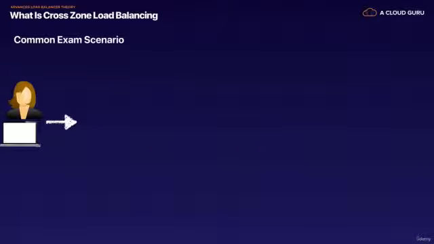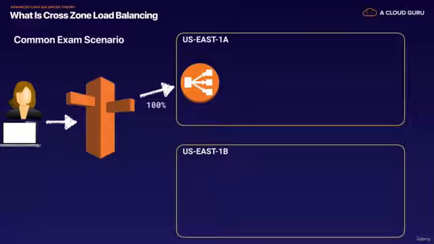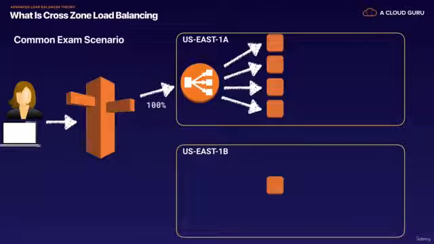So a common exam scenario will be, you've got a user, they're using Route 53, 100% of the traffic's being sent to a load balancer in US East 1A, and that load balancer is sending that traffic on to its 4 instances, which are in the same availability zone as it. And then you log into US East 1B and you notice that this EC2 instance is not getting any traffic at all. What should you do?